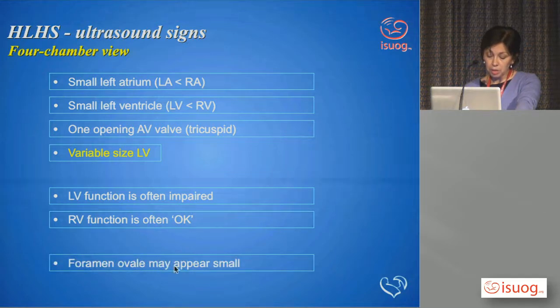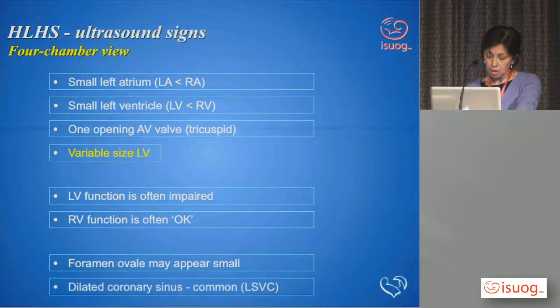Now, the foramen ovale as well may appear small during the scan. All of those are details that need to be looked at when you're doing an assessment of hypoplastic left heart before doing the counseling. It's not sufficient just to say hypoplastic left heart.